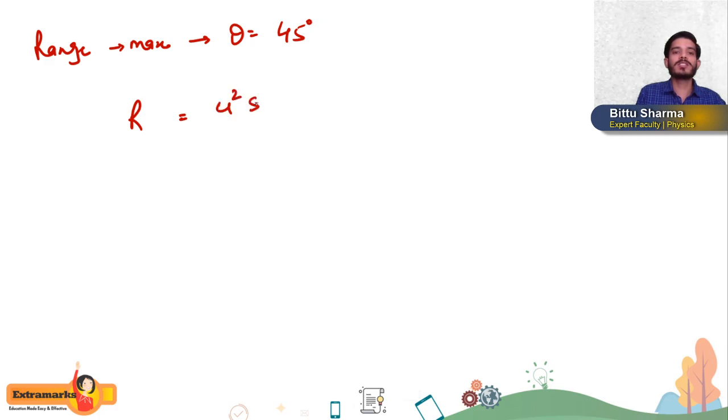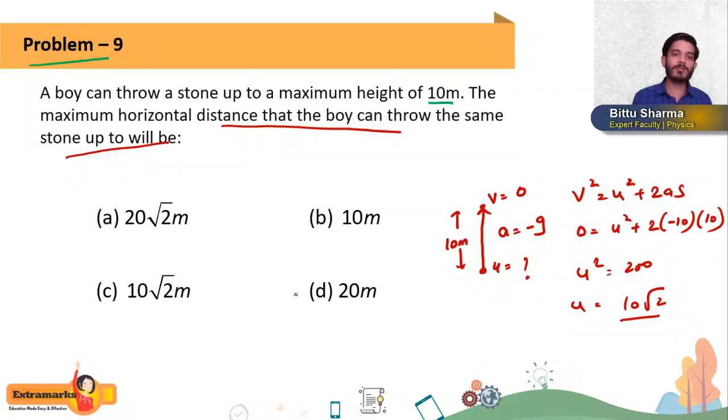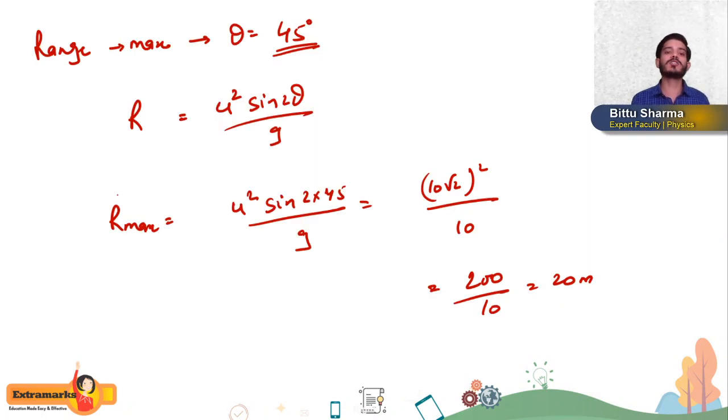U square sine 2 theta divided by g, and for R max, theta is 45, so sine 90 is 1, divided by g. So 10 root 2 whole square is how much? 100 into 2, that is 200, divided by 10. So it will be how much? 20 meter, getting or not? So the maximum range will be 20 meter. I hope you are getting this, students.